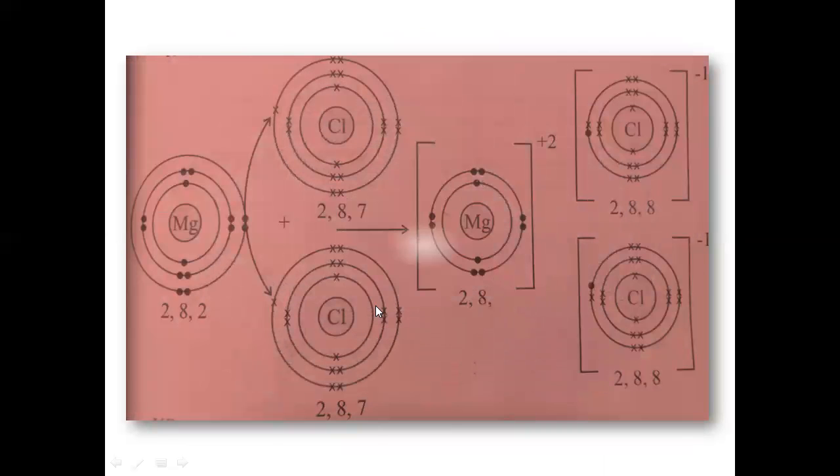Electron dot and cross structure for magnesium chloride: we have one magnesium and 2 chloride ions. Magnesium will lose 2 electrons and each chlorine atom will gain 1 electron. Magnesium will form a divalent cation while each chlorine atom will form a monovalent anion.